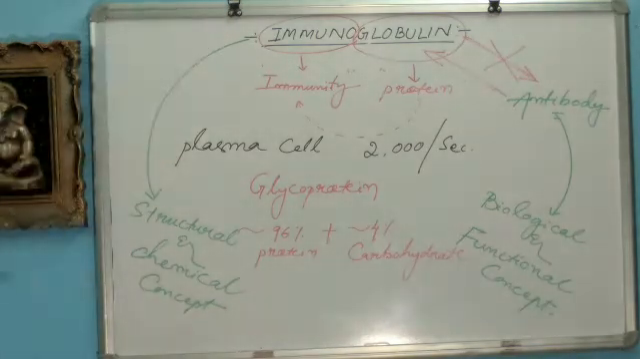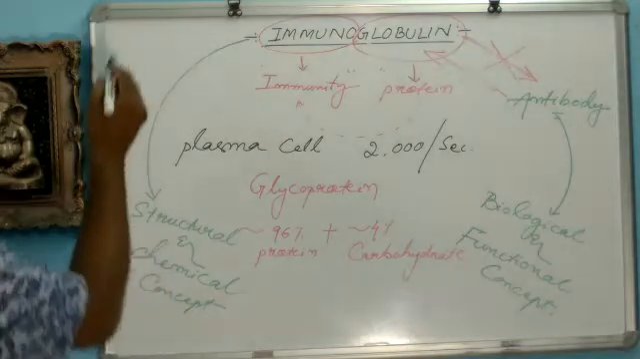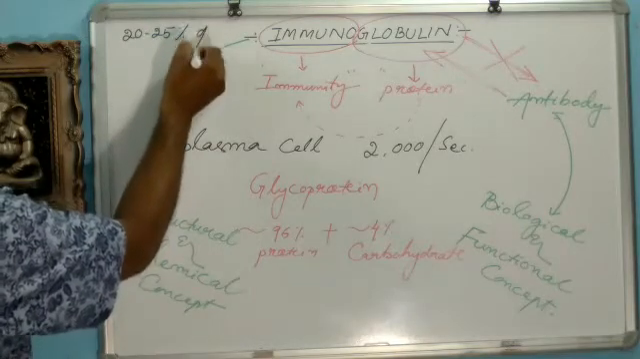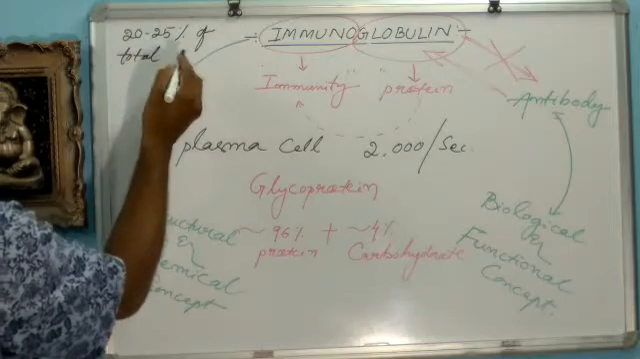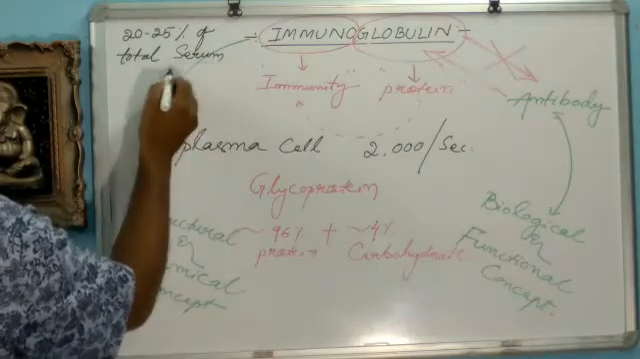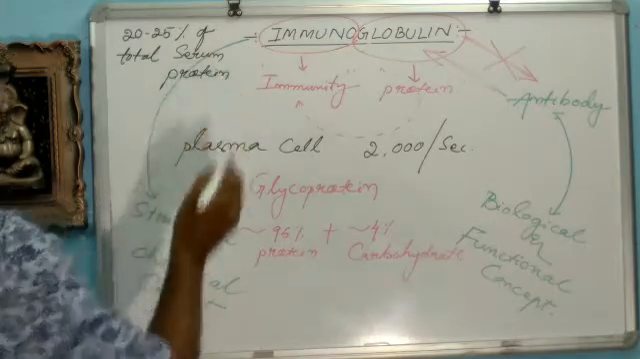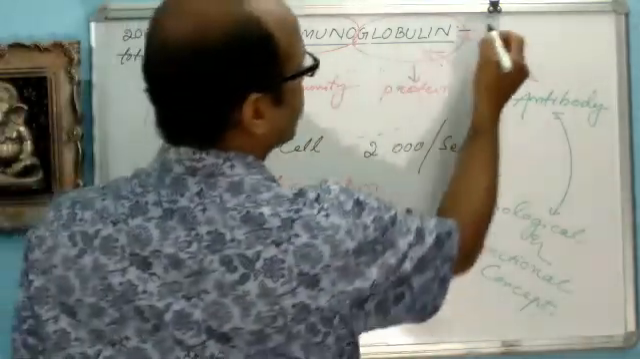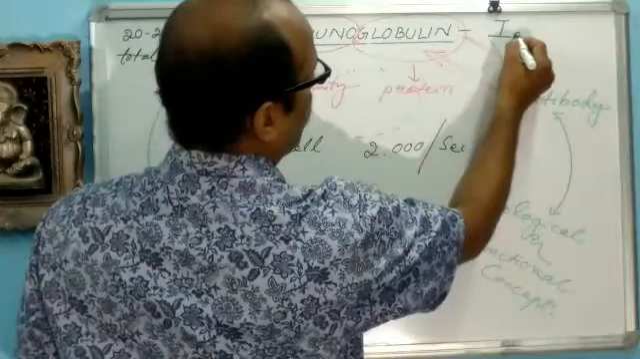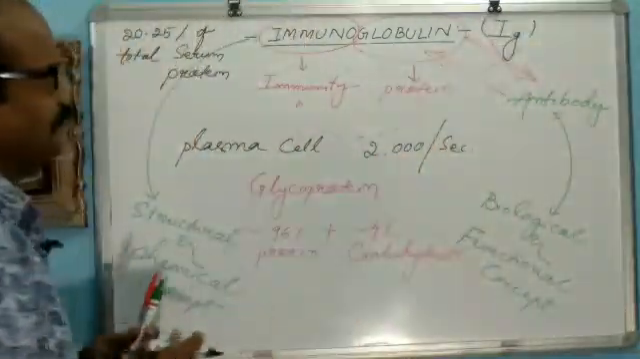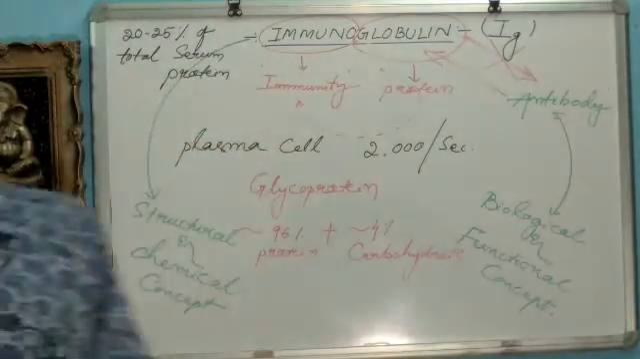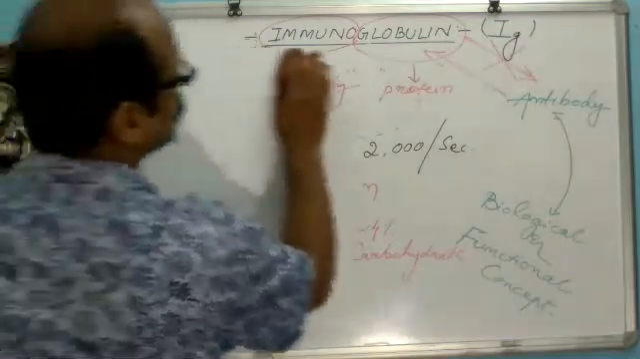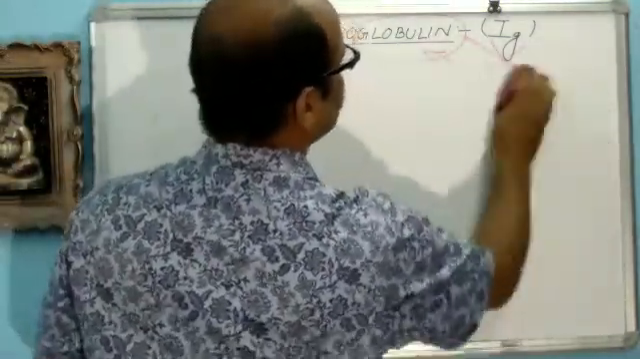And these immunoglobulins constitute 20 to 25% of total serum protein. You can write immunoglobulin like this, capital I and small g. And these immunoglobulins are composed of 4 polypeptide chains.